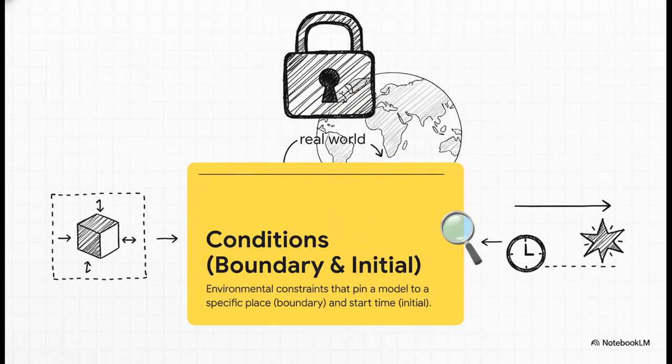And for our final piece of the puzzle, we have to lock our model into the real world. We can't have it just floating in some abstract void. We do this with conditions. Boundary conditions define its environment in space, like what's happening at the edges. Is it hot? Is it being held in place? And initial conditions, well, they define its starting point in time. It's how we tell the simulation where and when to begin.